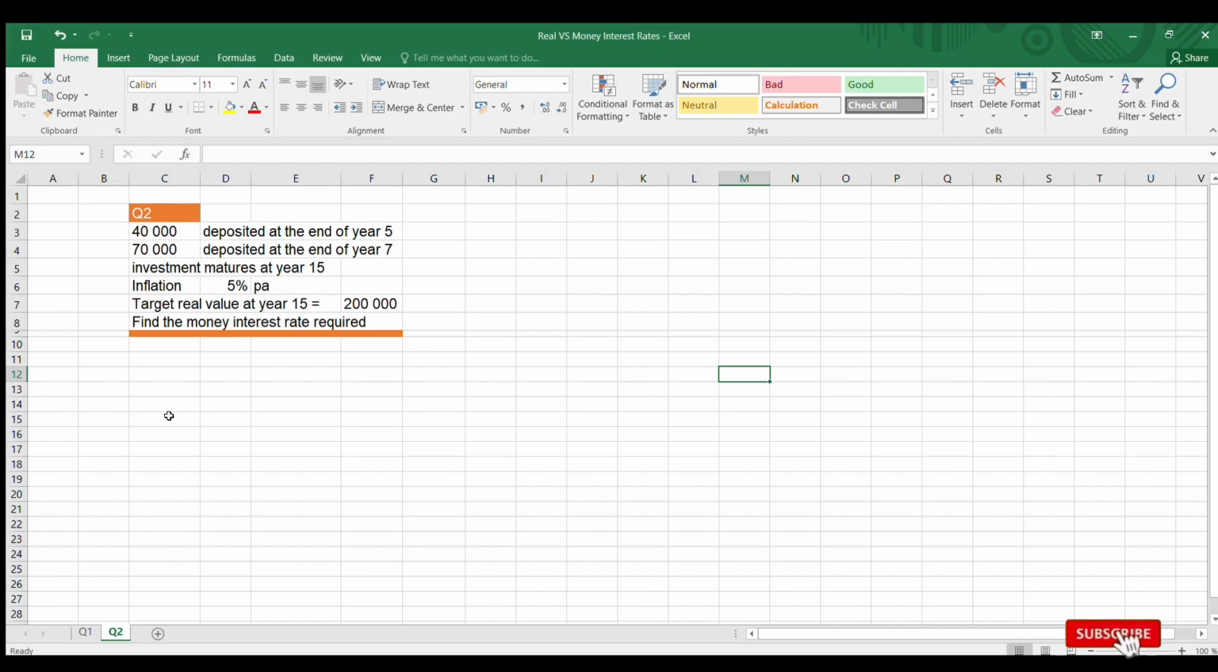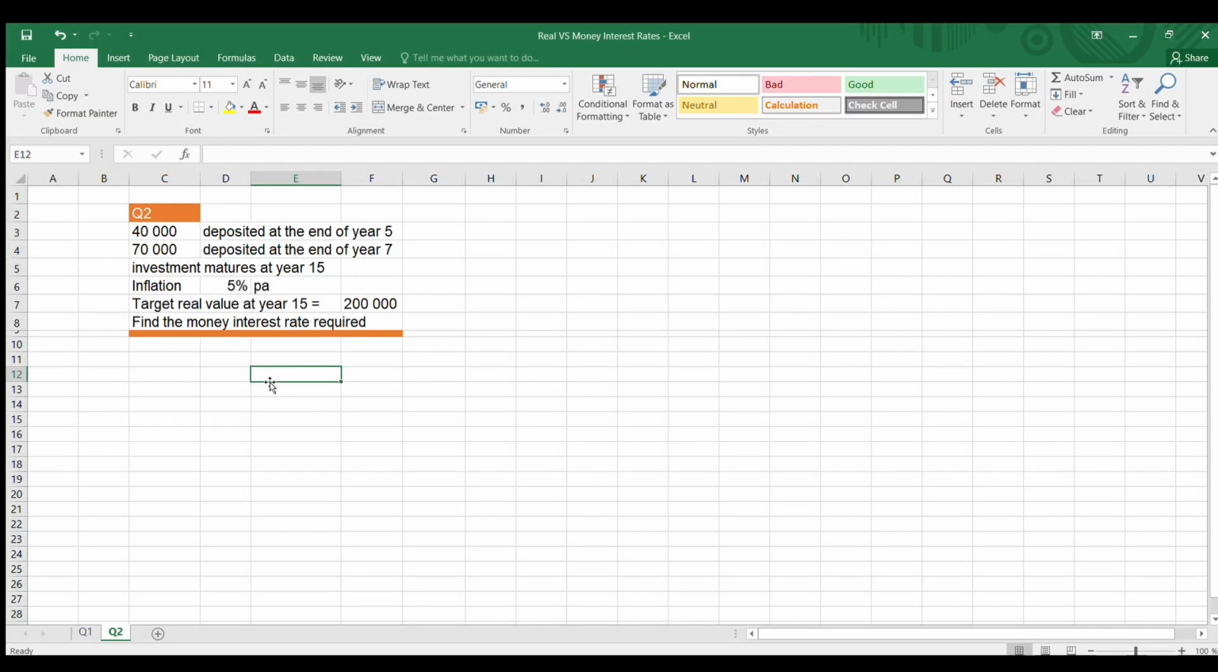Now on to question 2, we have something slightly different. We have 40,000 deposited at the end of year 5, 70,000 deposited at the end of year 7, and we know that the investment matures at year 15 and inflation is 5% per annum. And now it says that the target real value at year 15 is equal to 200,000. Find the money interest rate required.